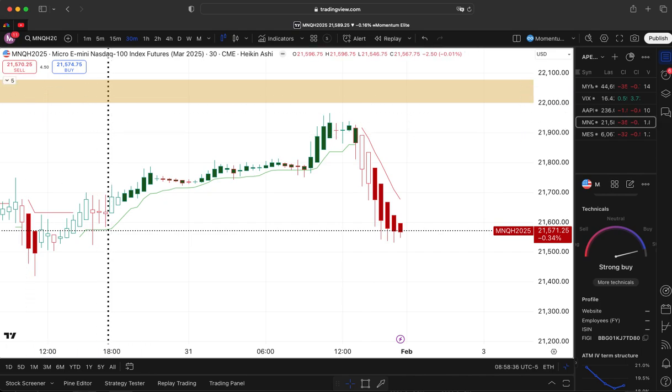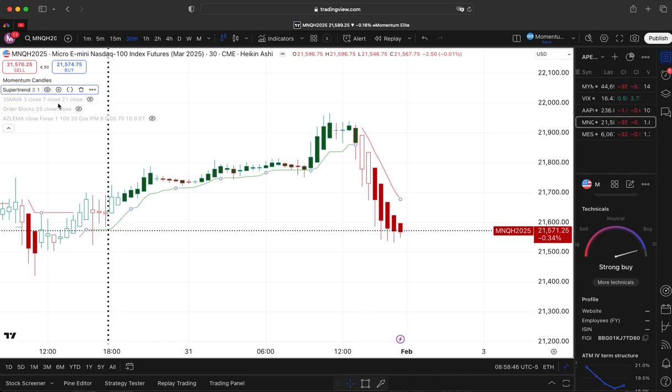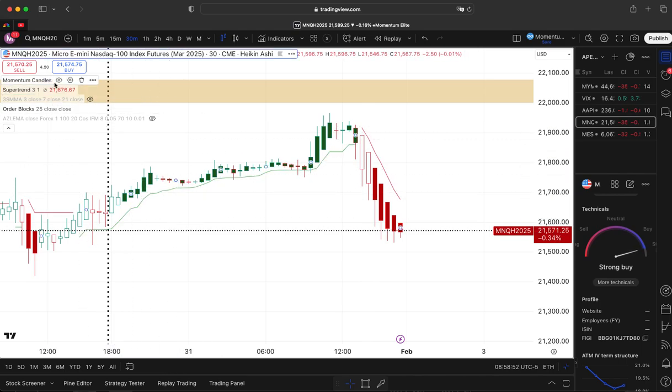Okay. We use two indicators, right? Or three indicators. We use order block. That's this, right? And we use our super trend, which is the line I just explained. We also have momentum candles. Okay. So our Heikin Ashi candles are either red or green, but when we use momentum candles, they're letting you know where the momentum is weak or where not to play.